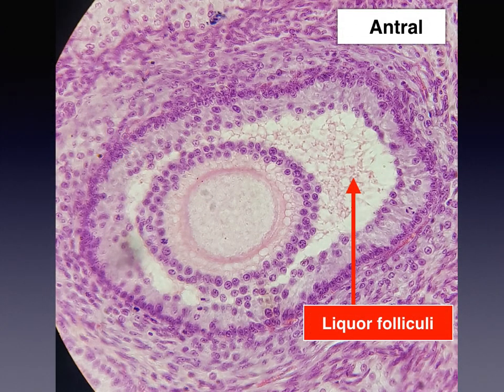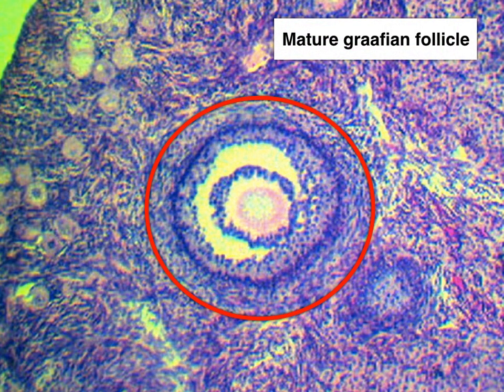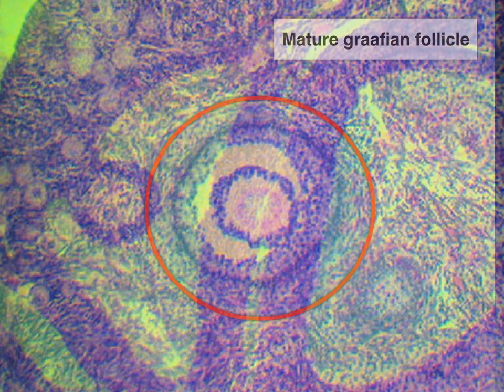Next, we have the antral stage. Characteristic of an antral stage is the presence of spaces which contains the liquor folliculi. Next stage, we have the mature Graafian follicle, characteristic of which is now the spaces from the antral, which is a lot of spaces, coalesce and becomes a single C-shaped space or U-shaped space. We will dissect this mature Graafian follicle.